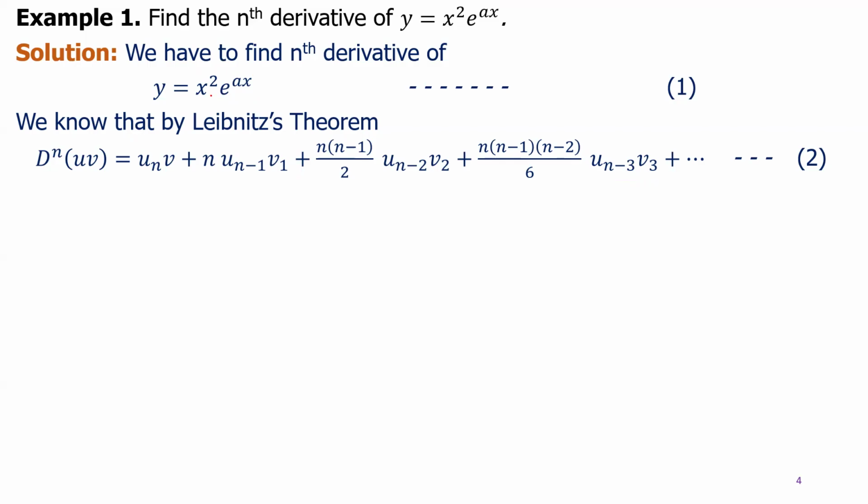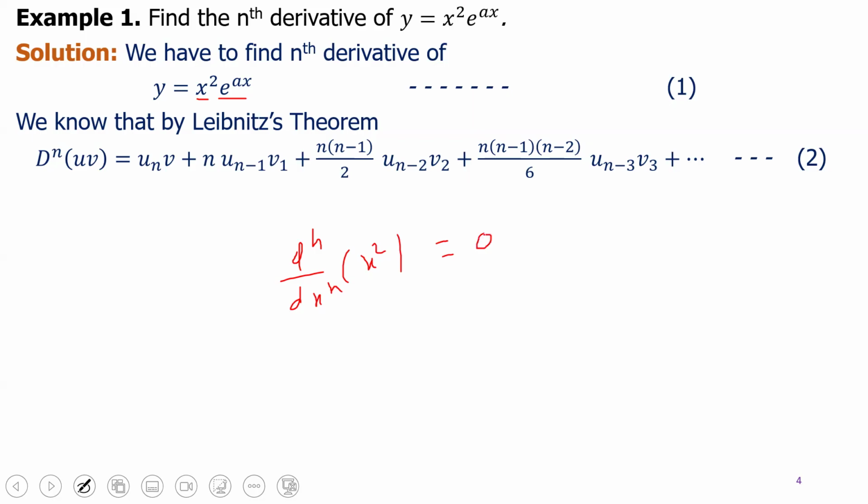x square is the first function and e to the power ax is the second function. If the nth derivative of a function is not equal to 0, then we consider that function as u. Here, what is the nth derivative of x square? Suppose n is greater than 2, then its value is 0. Clearly, x square is not the u function. The x square can be considered as v. So x square is nothing but function v.